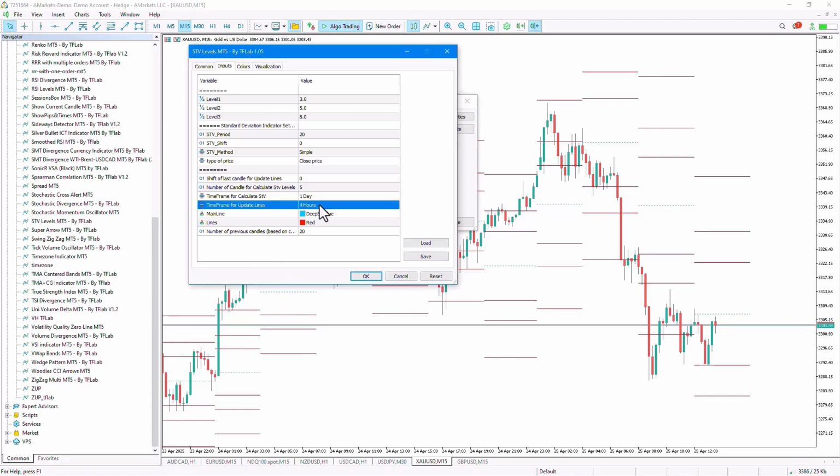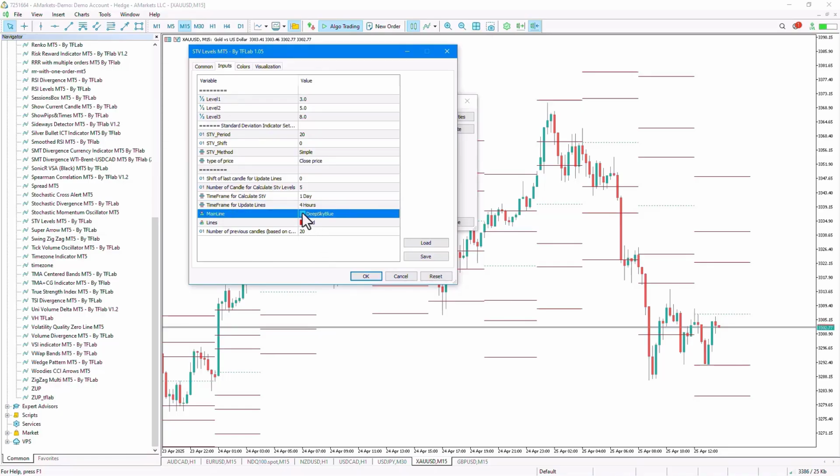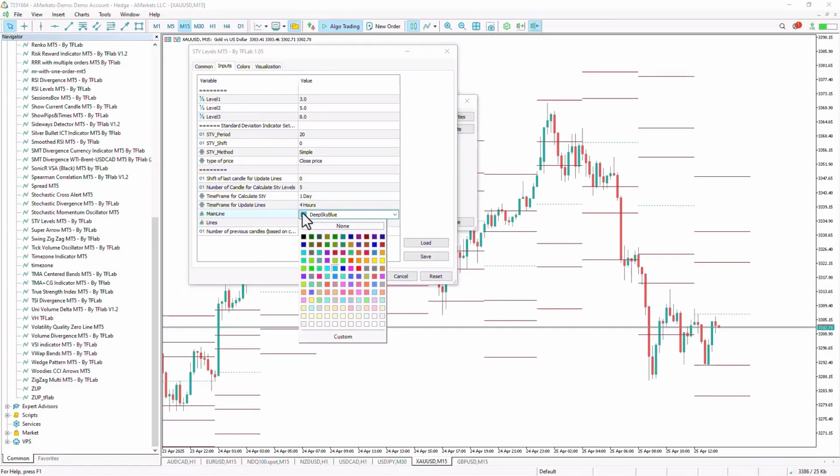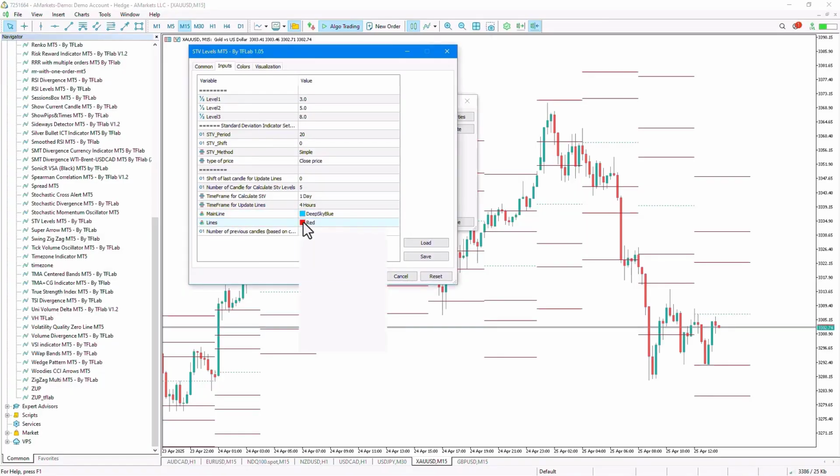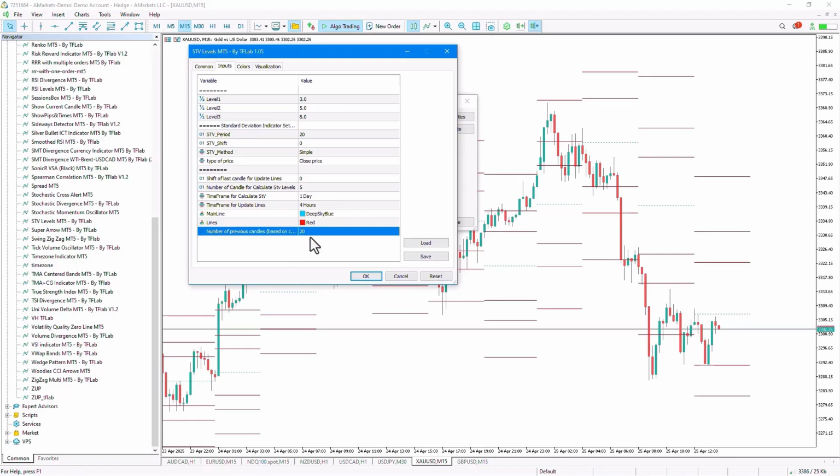In the next section, there is the update lines time frame, which is set to 4 by default, meaning the lines are updated and drawn for us every 4 hours. In the next section, we can set the color of the central level and change it to the desired color. We can choose the color of the support and resistance levels. And in the last section, we can determine the number of candles for identifying and displaying support and resistance levels, which is calculated based on the time frame.